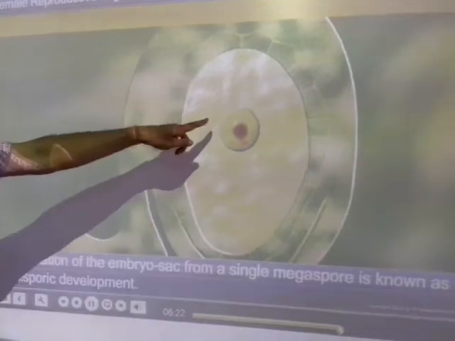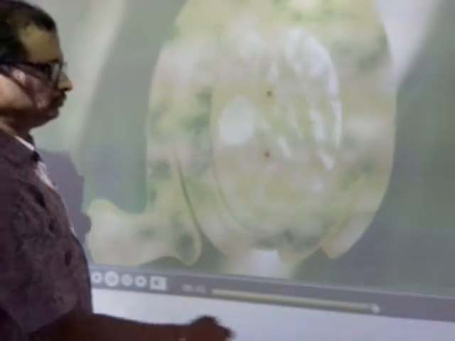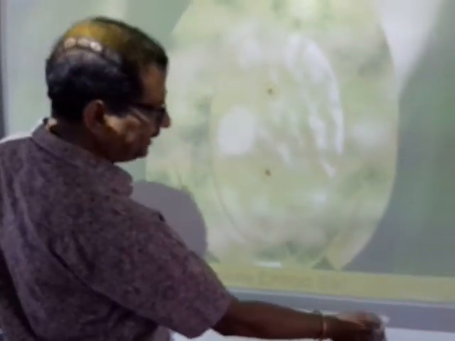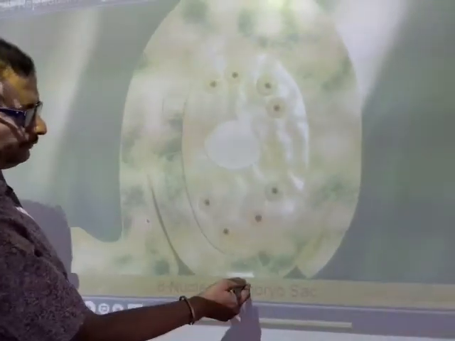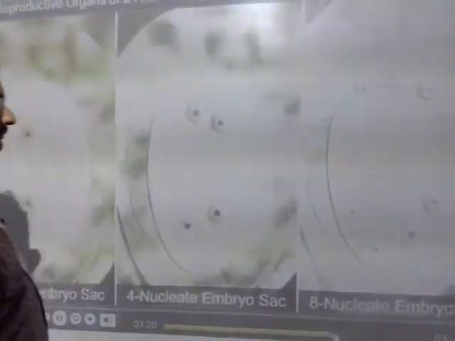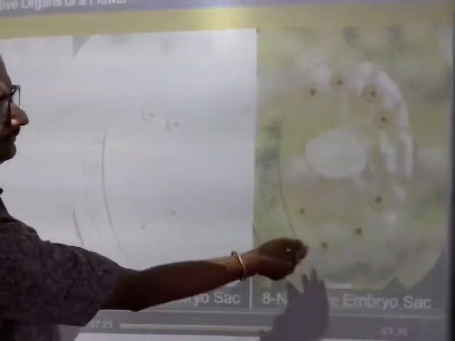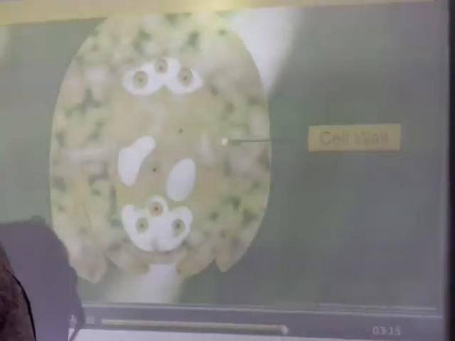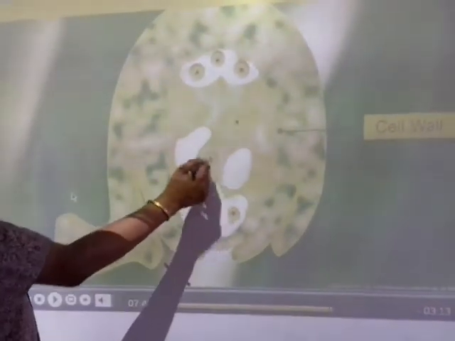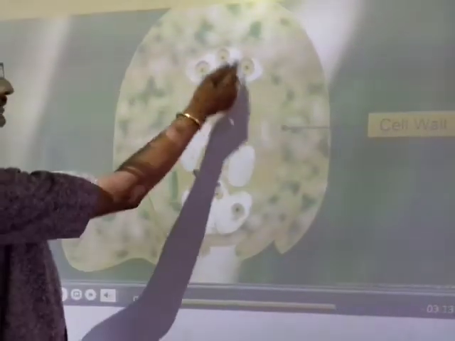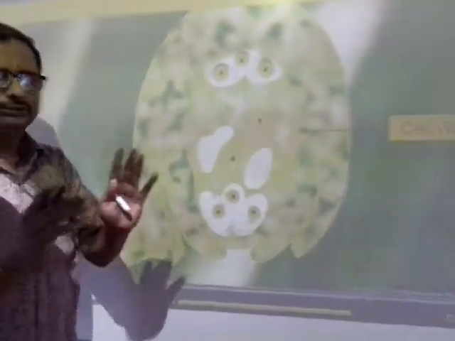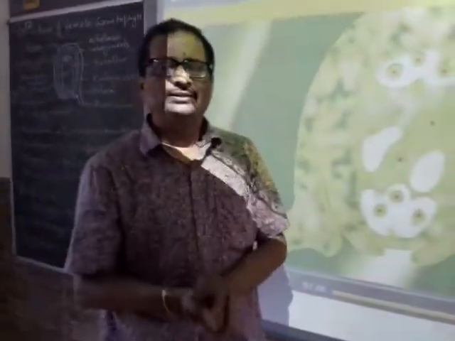See, this is the embryo sac from the single megaspore mother cell. First they are dividing into 2 and migrating. Now they have divided into 4 cells. 4 have gone towards the antipodal end, 4 towards the micropyle. Slowly you can see that 4 have migrated, and ultimately here you have the definitive nucleus, 3 towards the micropyle and 3 towards the antipodal cells. So this is all about the female gametophyte development and the structure of the embryo sac.